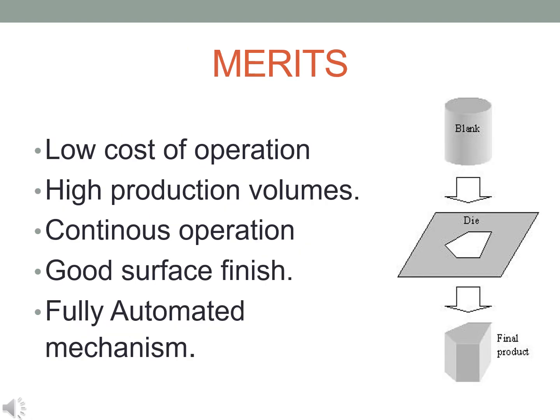Let us now discuss the merits of the extrusion forging mechanism. First of all, it's a low cost of operation, since it only involves less input and less number of tools for this production. Lots of tons of products can be produced. It is a continuous operation. A good surface finish of the product can be obtained by carefully setting the compressive stress and also the die that is needed. If the die is good, then a good surface finish can be obtained.